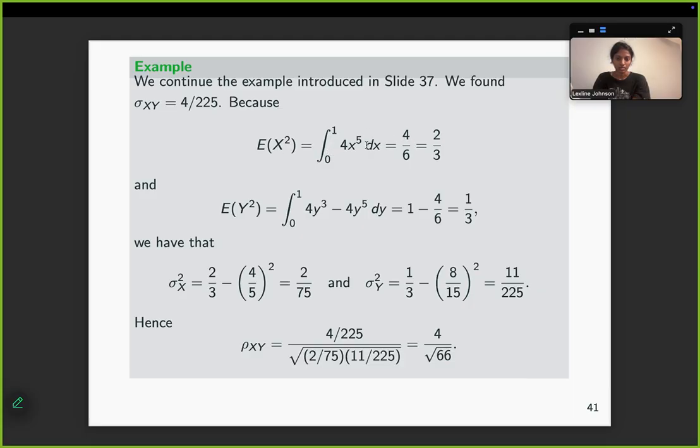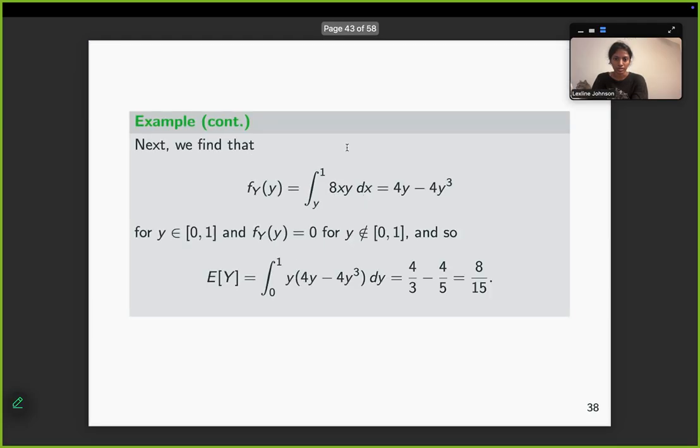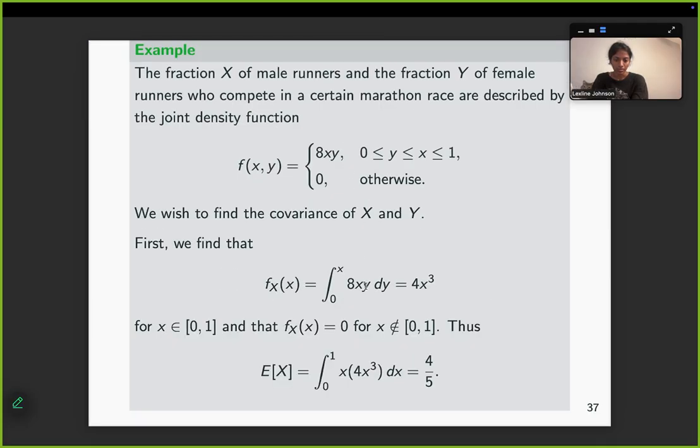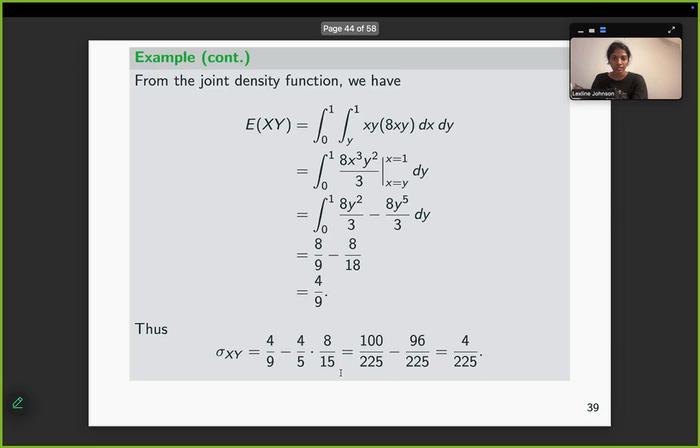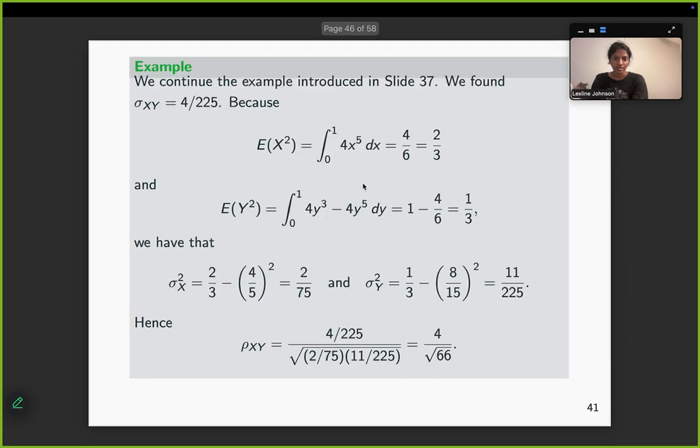We can solve for our expected value of x squared by using our marginal distribution all the way from our previous slide. So that's 4x to the third, and then instead of multiplying by x, we multiply by x squared here. So that's x to the fifth, and then we can solve our expected value by finding the integral from 0 to 1 with respect to x, and that equals 2 over 3.